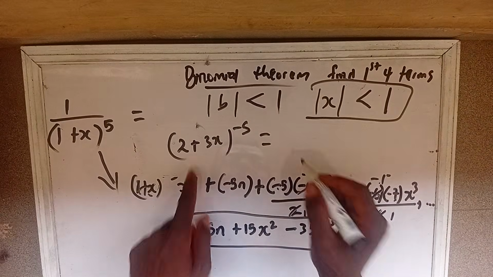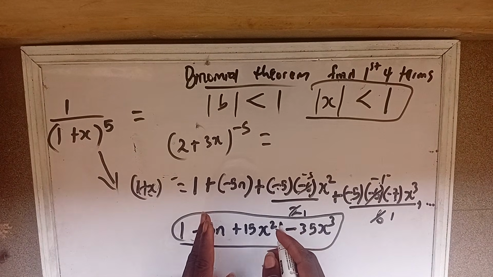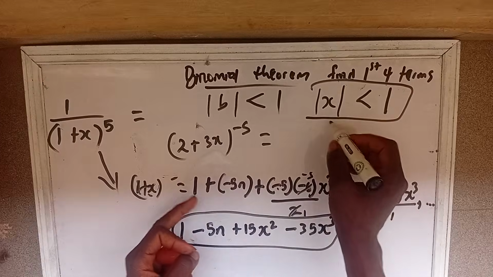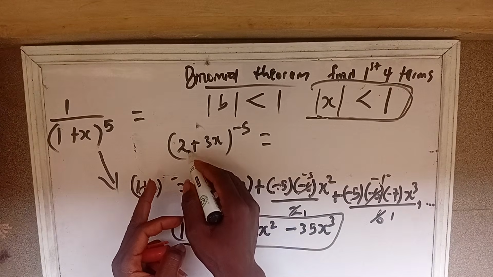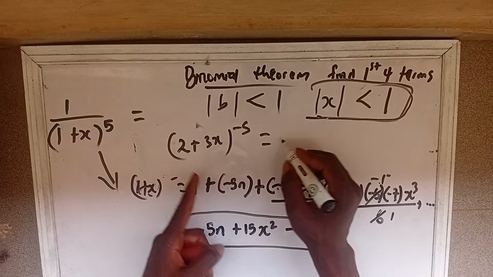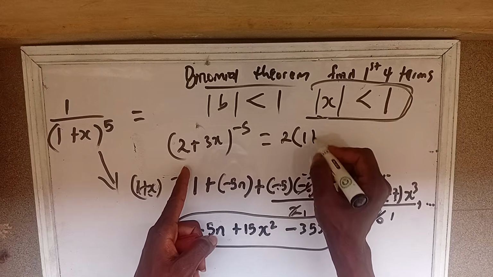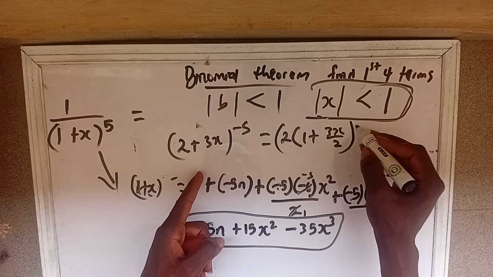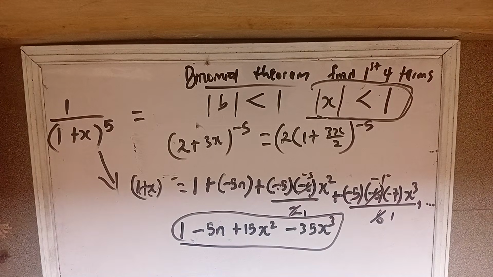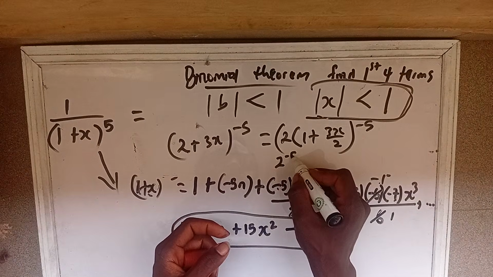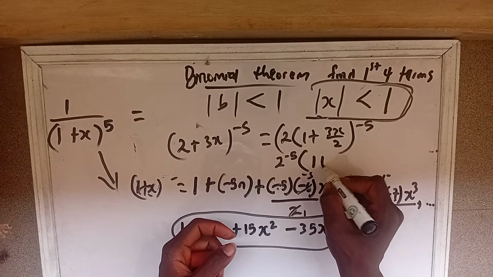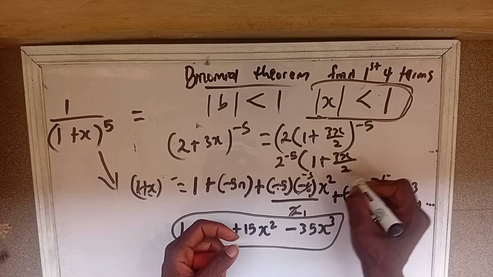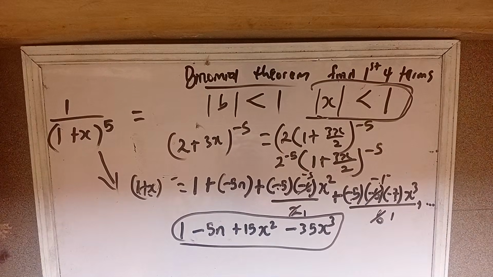No, this guy, I will change it. Now, my range of validity: for me to be able to say something like this, 1 must be here. So how can I make 1 to be here? This guy gives me 2 into 1 plus what? 3x over what? Over 2 into what? Minus 5. Now, I can separate it to 2 raised to the power minus 5, then 1 plus what? 3x over 2 raised to the power minus 5.